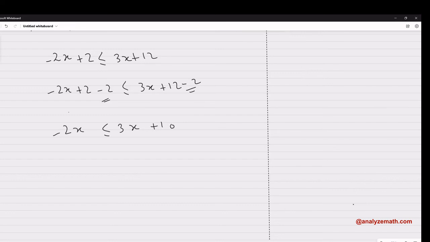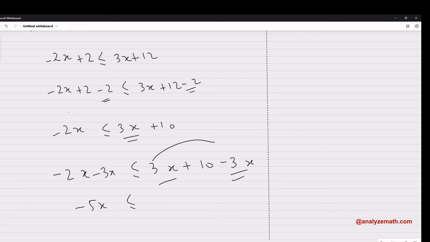Now I need to move this 3x by adding negative 3x. So 2x less than or equal to 3x plus 10. This 3x with minus 3x will give me 0. So minus 3x here, minus 3x here, both sides. Simplify. So 3x minus 3x is 0, and I'm left with the 10 here.